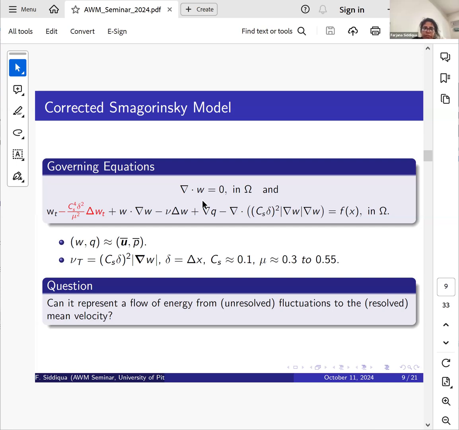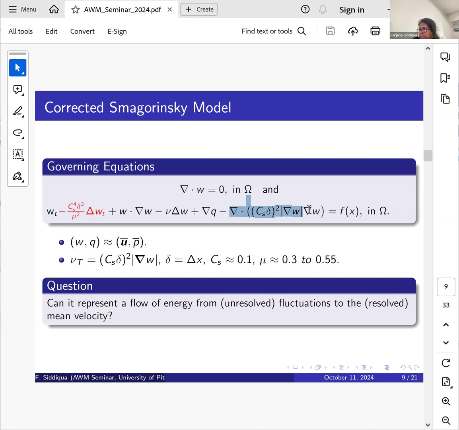So if you look at this equation, the first equation is again the continuity equation, which shows the conservation of mass and incompressibility of the fluid. And the second equation shows conservation of linear momentum. And if we compare with the NSE, we can see that this term is new and this term is new.